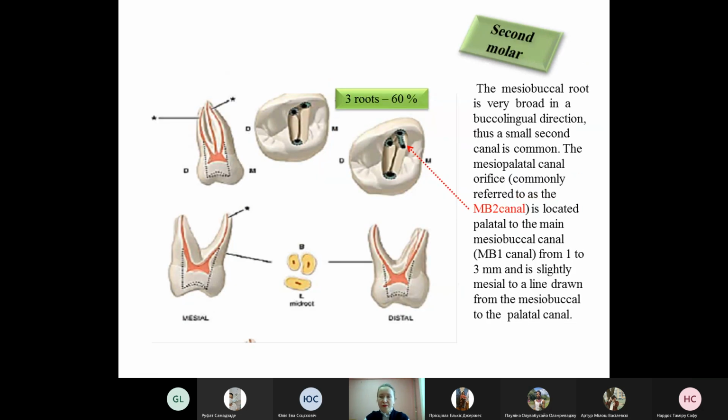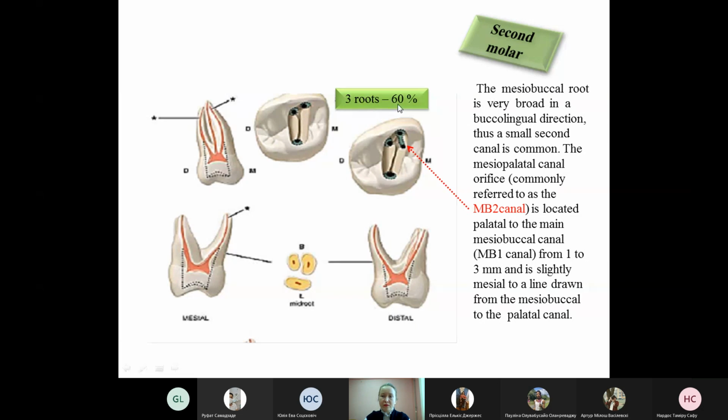Second molar of the maxilla. 3 roots, 3 root canals. Pay attention to the localization of roots. They are not standing as wide apart as in the first molar. Names of roots are the same: palatal, mesio-buccal, and disto-buccal. And orifices of the root canals are located in such a way.